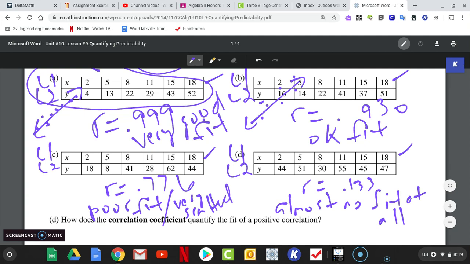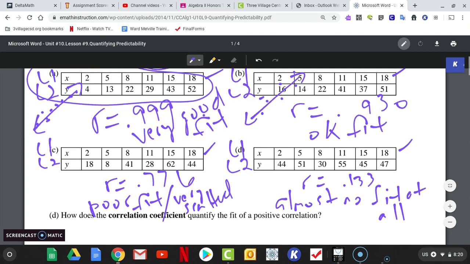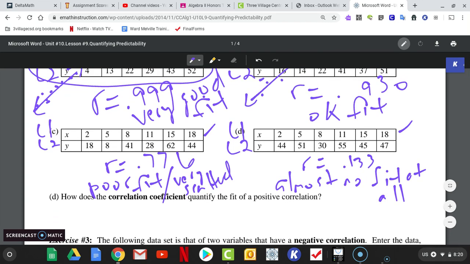So if you were to make a scatter plot for A, B, C, and D, letter A, based on its correlation coefficient, means the points are going to be very close to a straight line. B is kind of close. C, a little scattered apart, but going in a positive direction. D, they're all over the place.